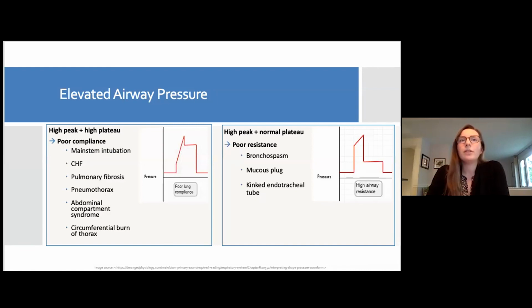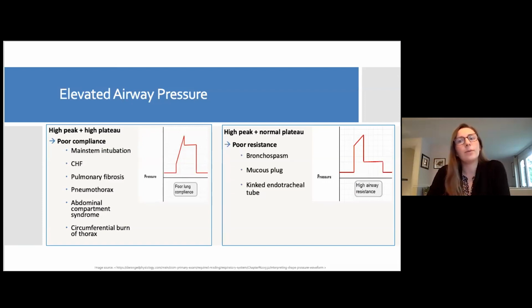So when we think about the elevated airway pressure alarm going off, we can either think about it being due to a high peak pressure with a high plateau pressure, or a high peak pressure with a normal plateau pressure. On the left-hand panel here, when we have a high peak and a high plateau, that suggests that resistance is normal and is not the thing driving that peak airway pressure to be elevated. Instead, it's that compliance is poor. And causes of poor compliance include main stem intubation, such as in this case.